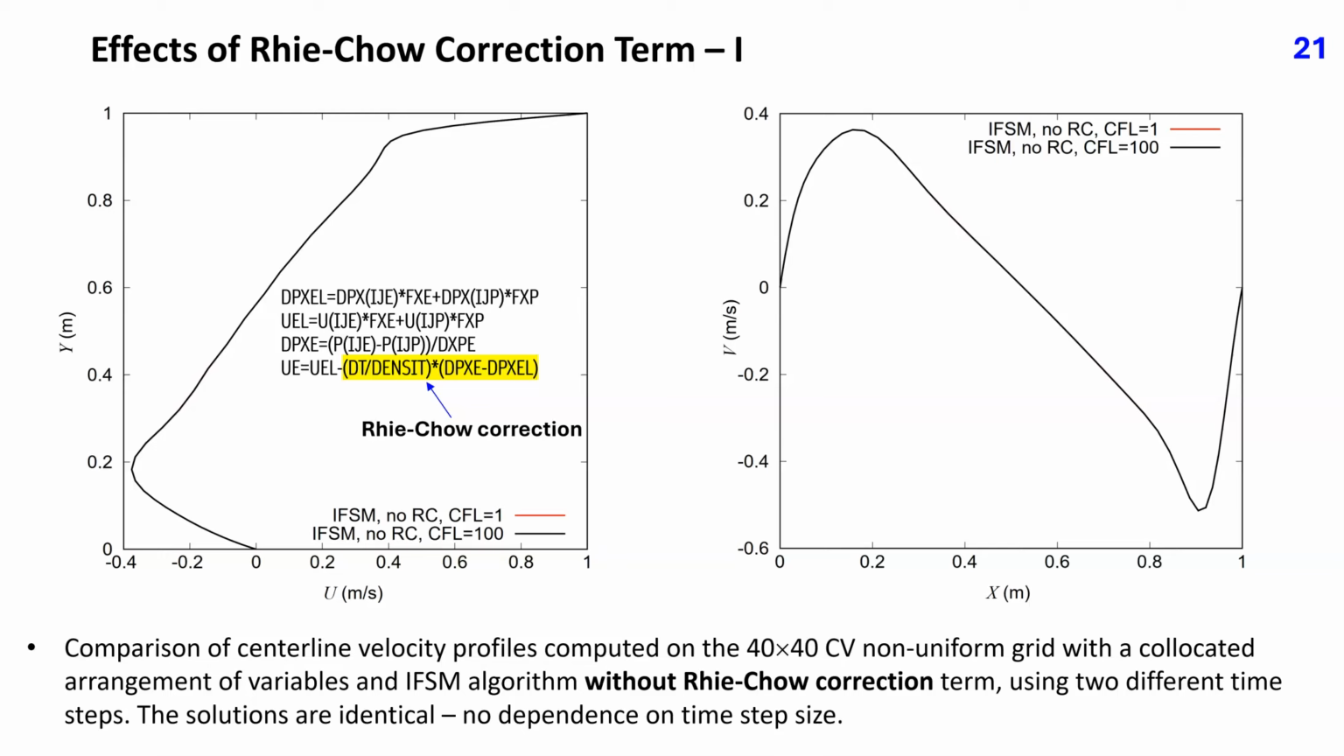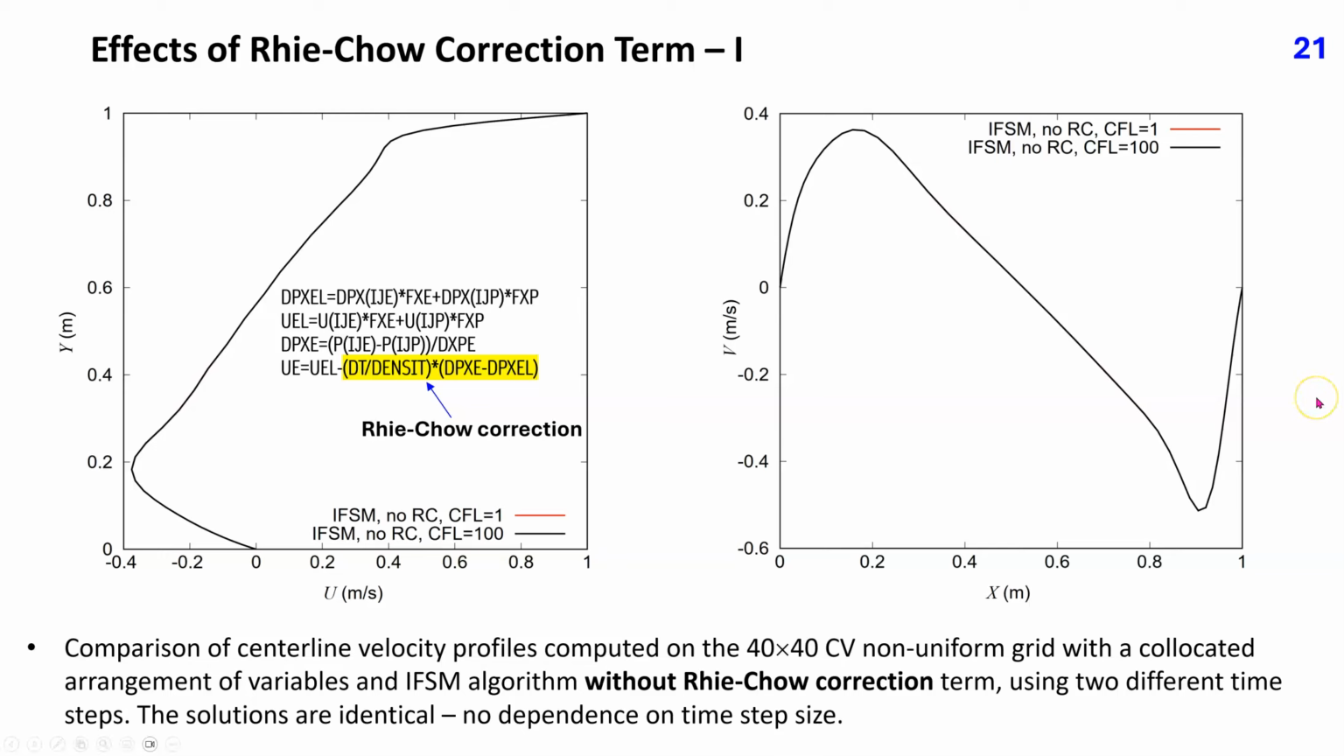One may ask, do we need the Rhie-Chow correction at all? It was invented to correct the effects of possible checkerboard oscillations in pressure, but how likely is it that such oscillations develop in the iterative solution process? Indeed, one can solve the Navier-Stokes equations on collocated grids using IFSM without the Rhie-Chow correction. Only the convergence is slow if the time step is large.